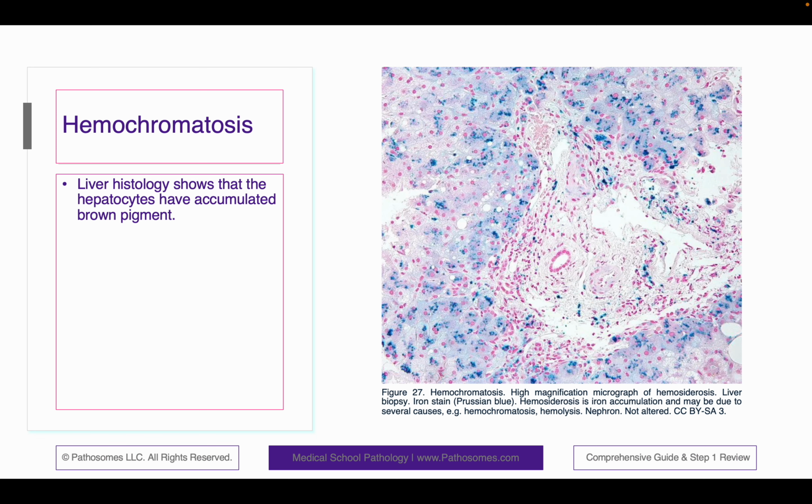Regarding hemochromatosis, liver histology shows that the hepatocytes have accumulated brown pigment. Now you might be looking at this image and saying, Dr. Wheeler, I don't see any brown here. And I would agree with you. I see a bunch of blue, but that's because this has the iron stain, right? With hemochromatosis, you can stain the iron if you're a pathologist, and you can see the iron appear as blue, right? Would you say there's a lot of iron in this specimen? I would. 4+.